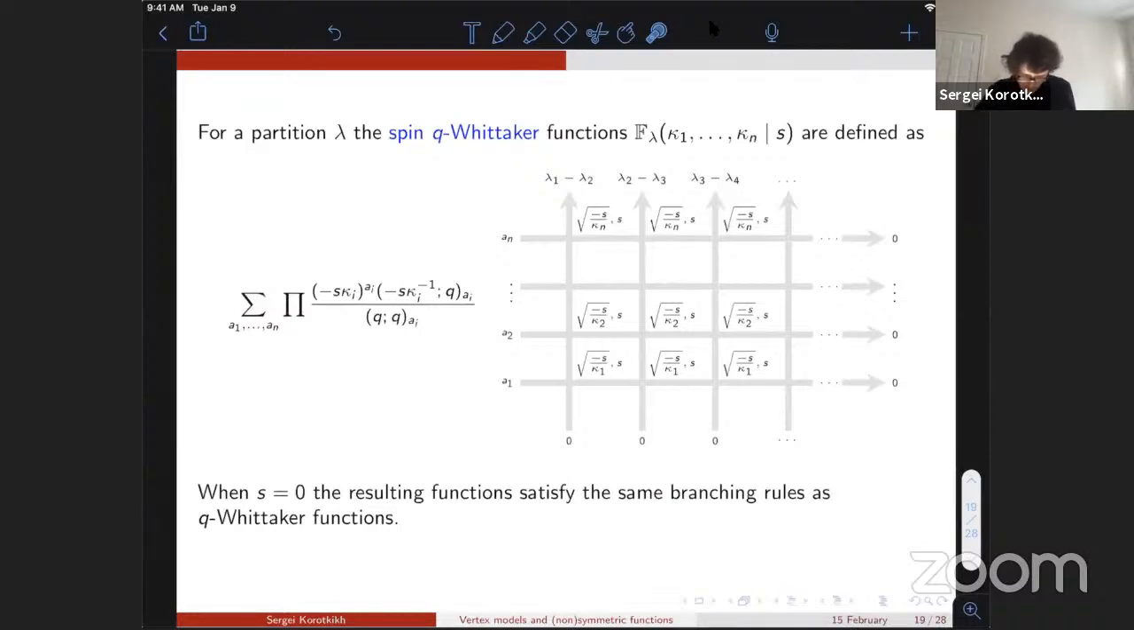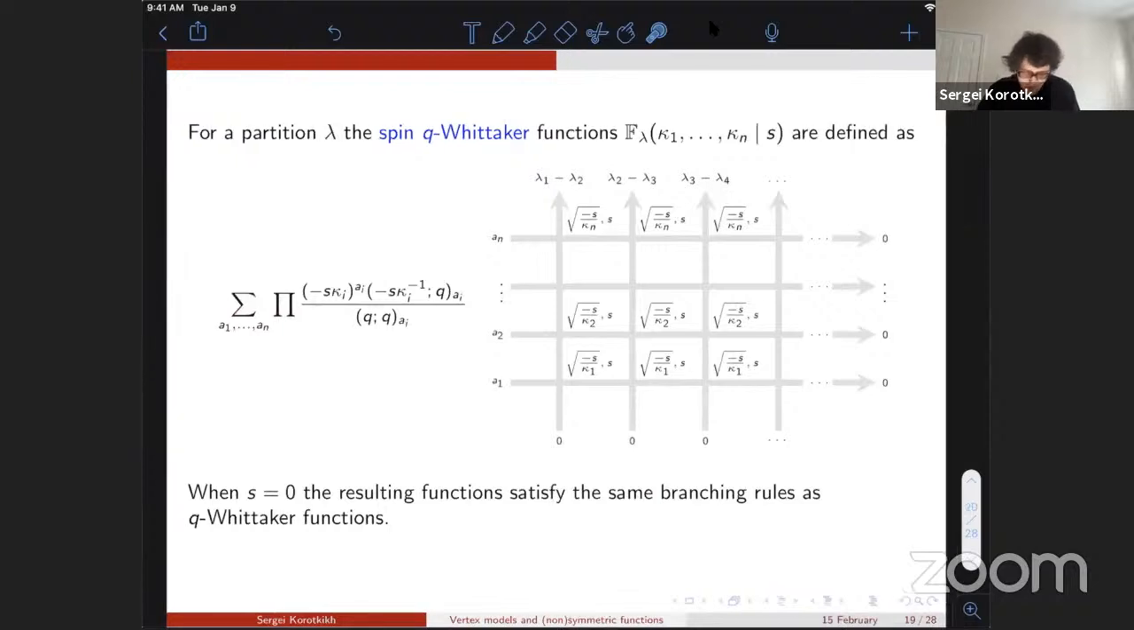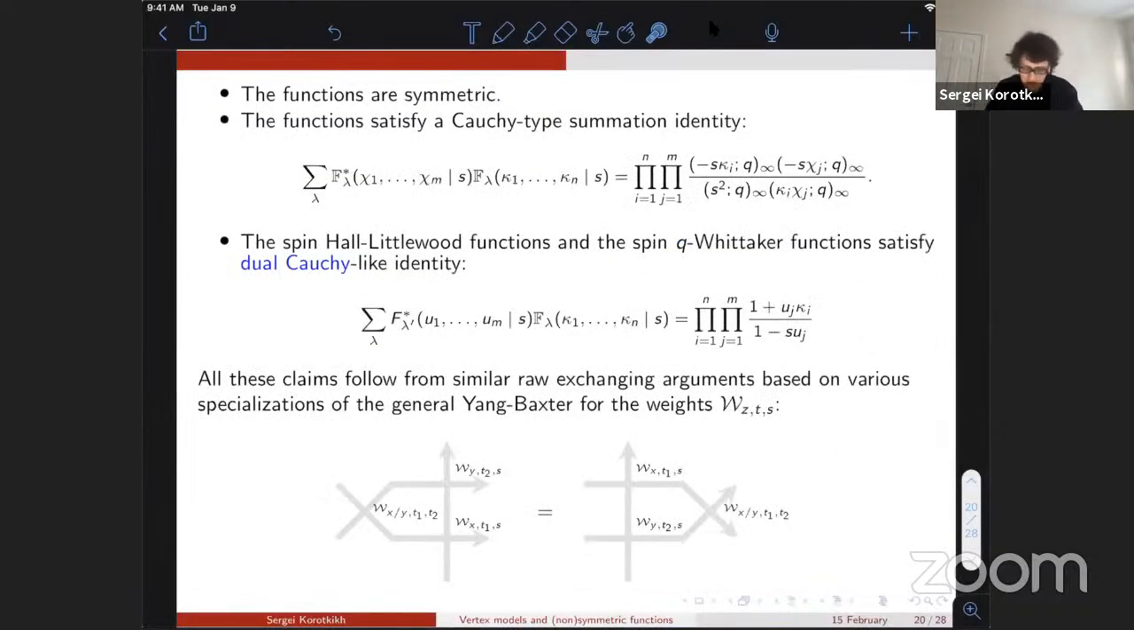So the resulting partition functions will actually satisfy all the properties I mentioned for spin Hall-Littlewood functions, and the proofs will be almost the same. They will be based on very similar Yang-Baxter or RTT relation arguments.